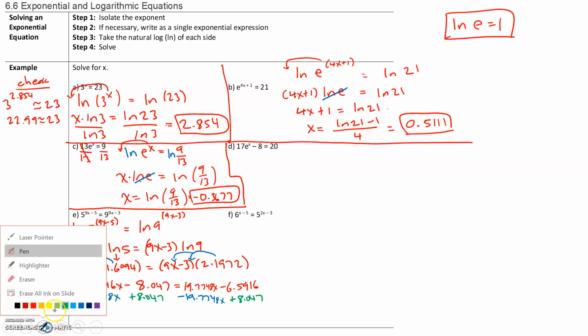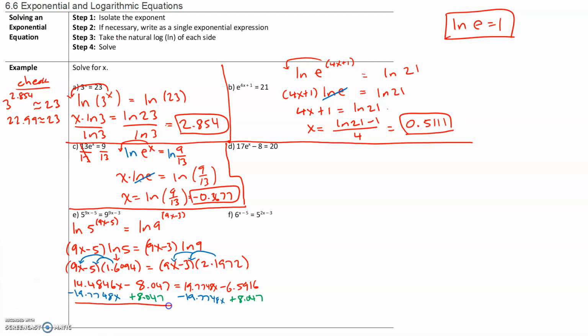If you want to split this up in 2 steps, you can, but I've just chosen to do it all in 1 step. So let's see what happens on the left-hand side. On the left side, I have 14.4846x minus 19.7748x. That gives me negative 5.2902x. These add to 0. These add to 0.